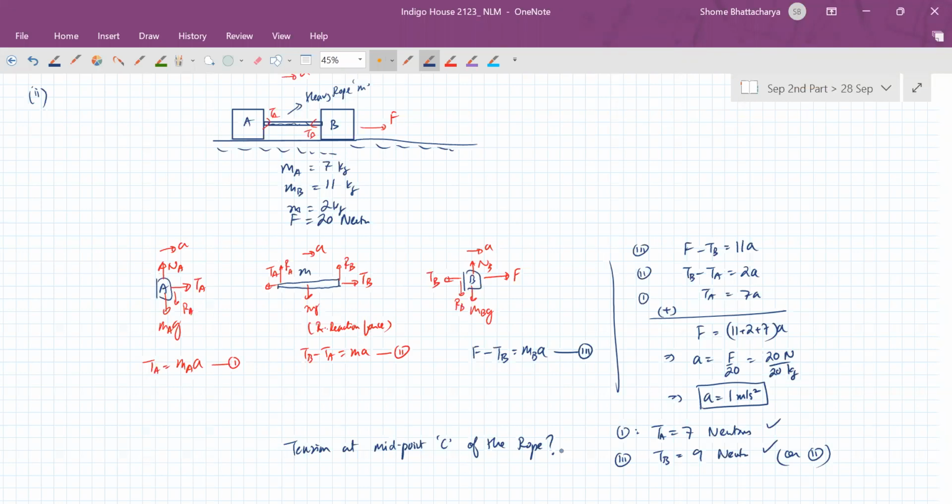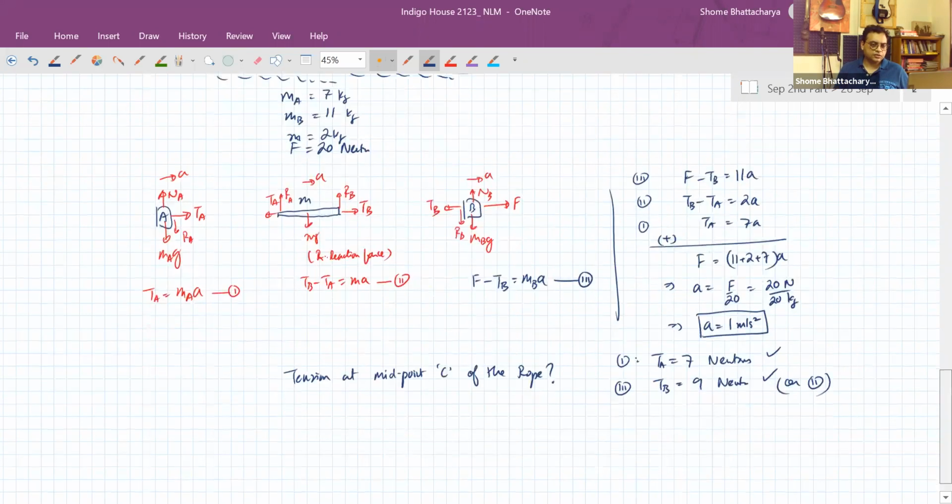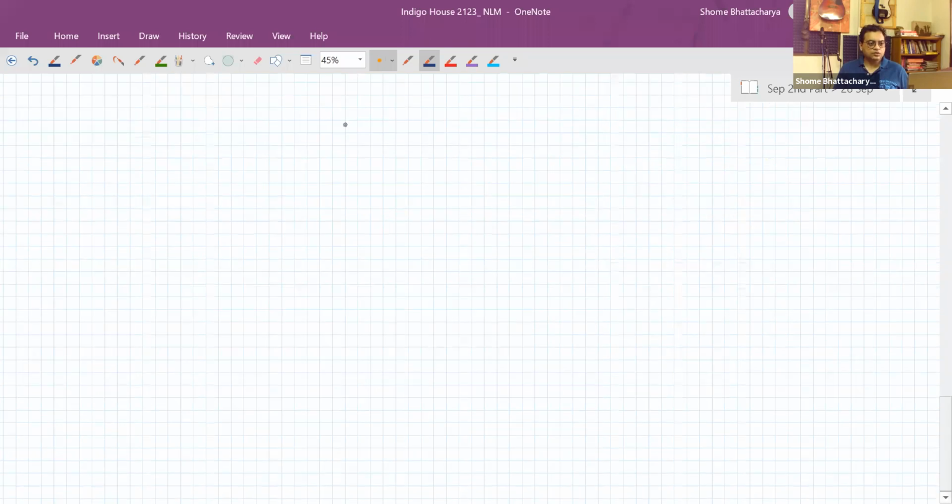So can we say tension at C is the average of tension at A plus tension at B? Yes, it comes out to be that. It comes out to be that also, but the technical reason is actually again free body diagram. Why it comes out to be the average is because mass is uniformly distributed for the rope. So you'll understand that when we make the free body diagram. So now let's look at that part.